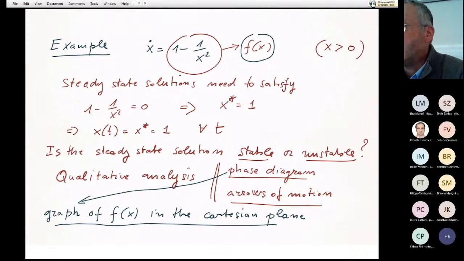Okay, in order to understand whether it is stable or unstable, we have to look at the so-called phase diagram, which is a diagram of this function in the space abscissa x, vertical coordinate x dot. Okay, this is the phase diagram. In the phase diagram, we will draw arrows of motion, and all of this is called qualitative analysis of the differential equation. So we have basically to graph f of x in the Cartesian plane.